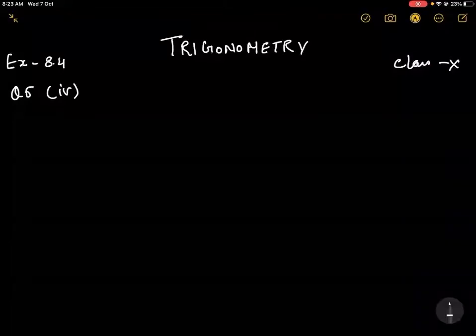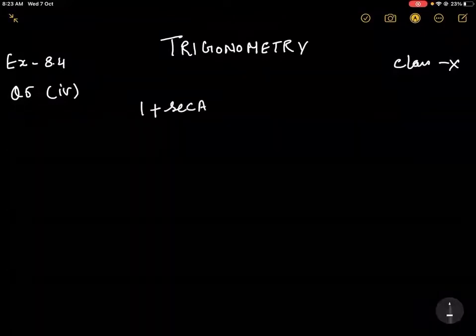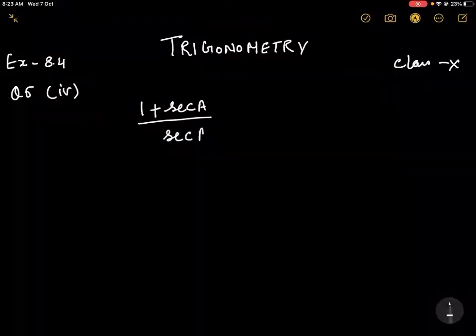Now I'm going to discuss with you: (1 plus sec A) upon sec A is equal to sine square A upon 1 minus cos A.